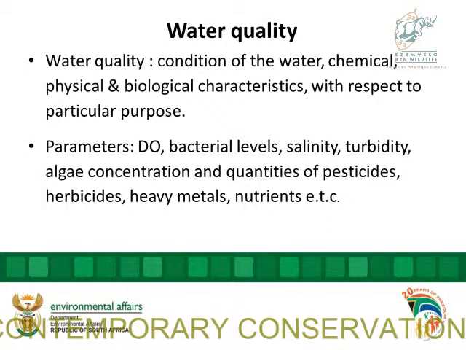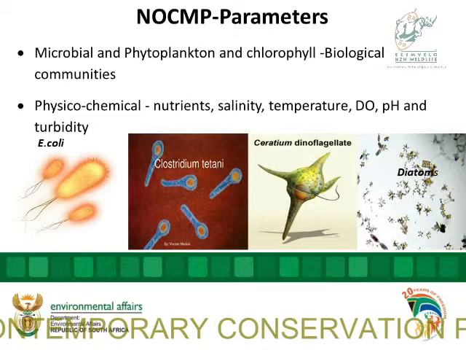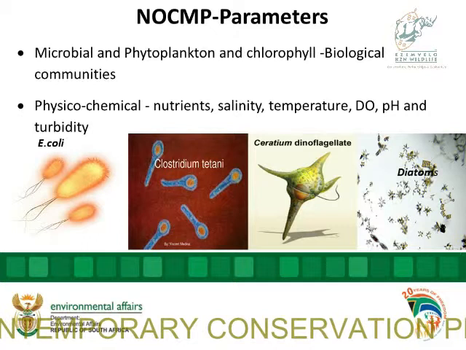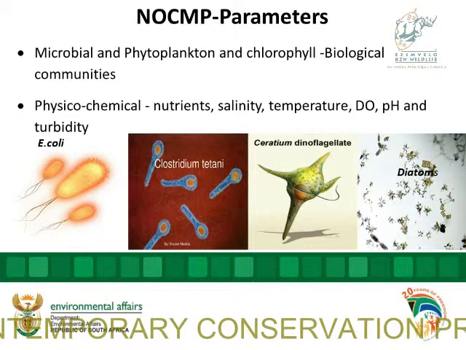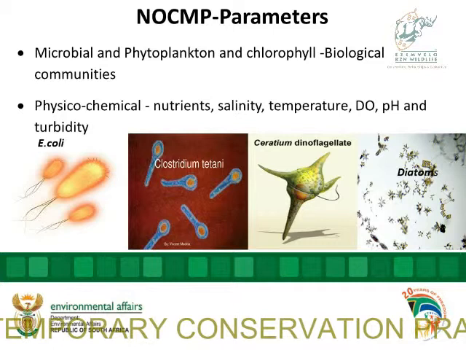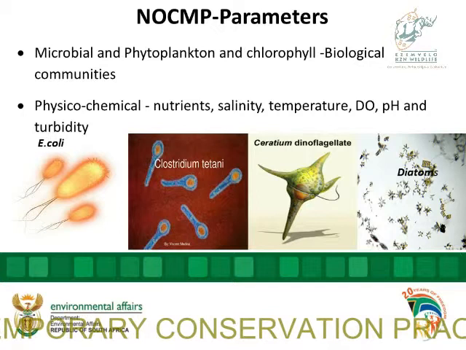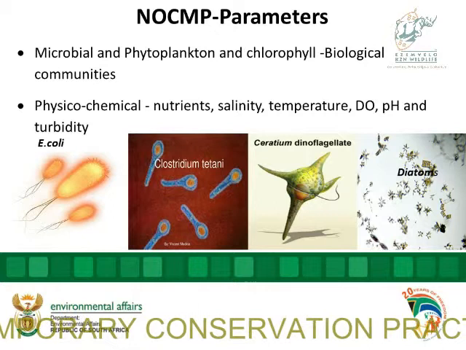And then for this National Oceans and Coastal Monitoring Program, parameters that have been selected are microbial and phytoplankton indicators, and also physical chemical parameters such as nutrients, salinity, temperature, dissolved oxygen, and turbidity. The microbial parameters are used to assess water quality for human health. Examples of those microbial indicators are E. coli, Clostridium, and also perfringens. For phytoplankton, examples are dinoflagellates and diatoms.